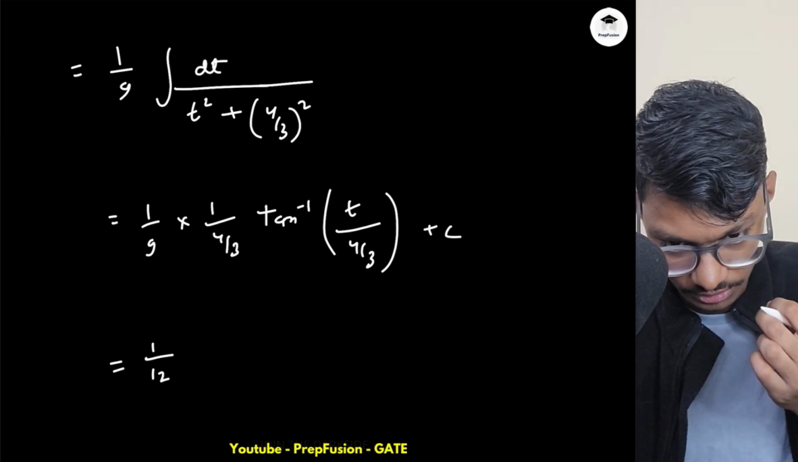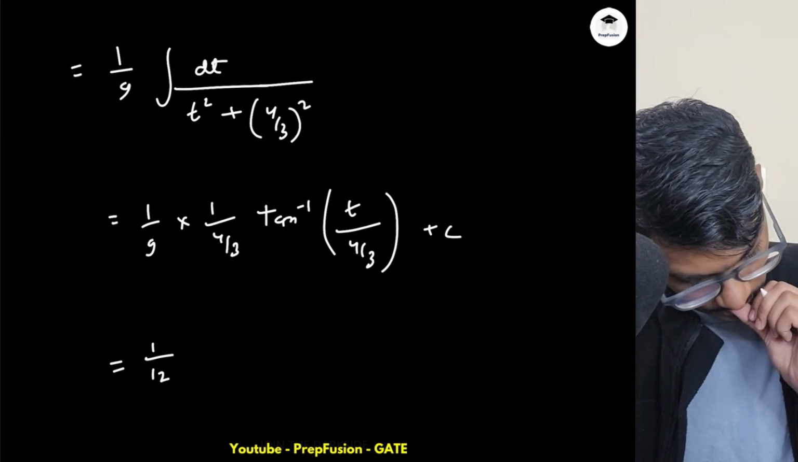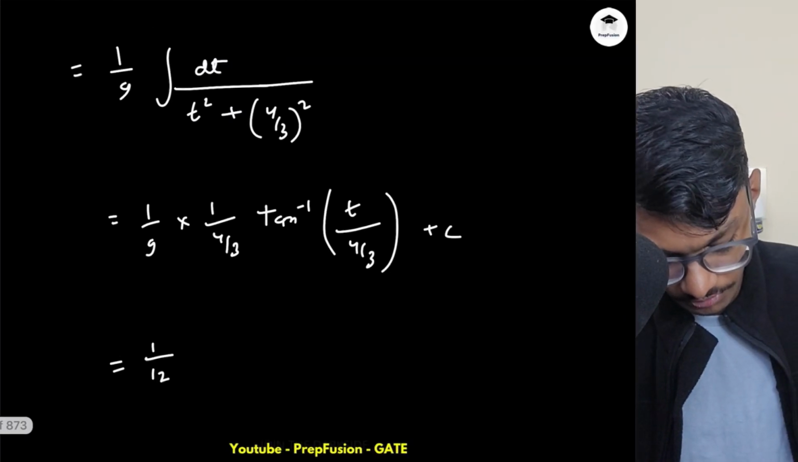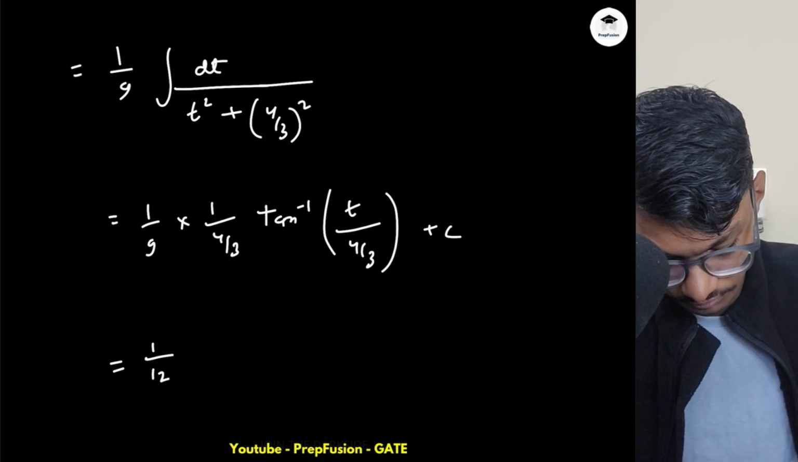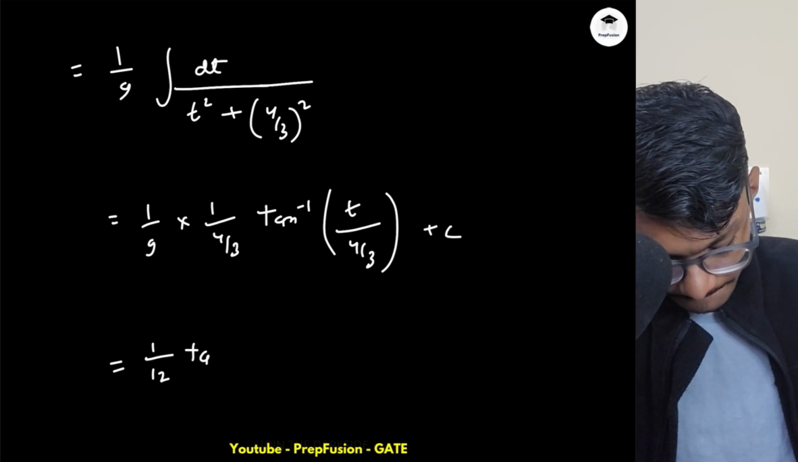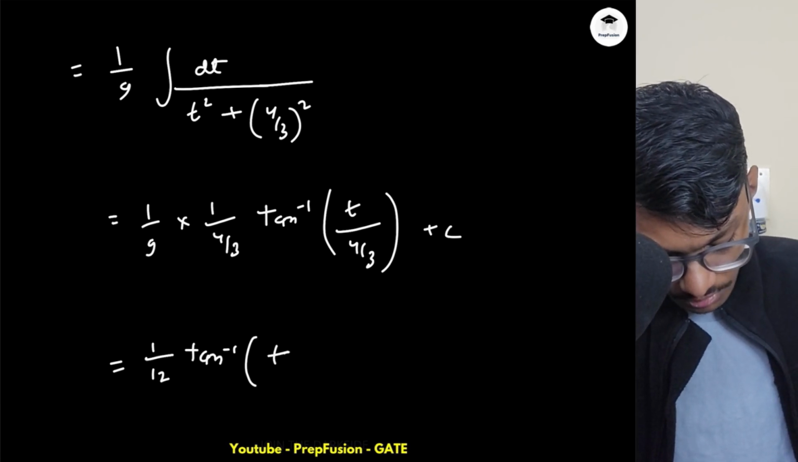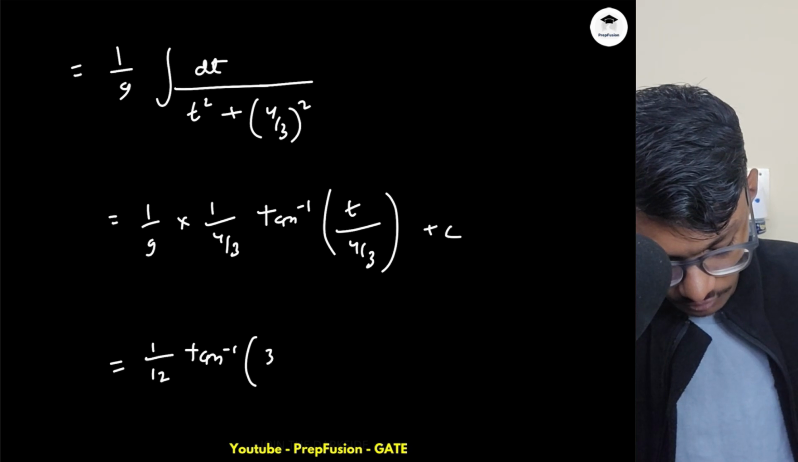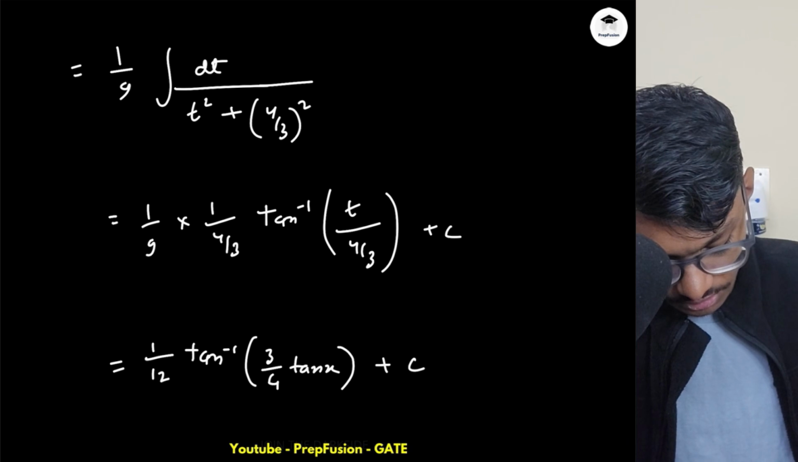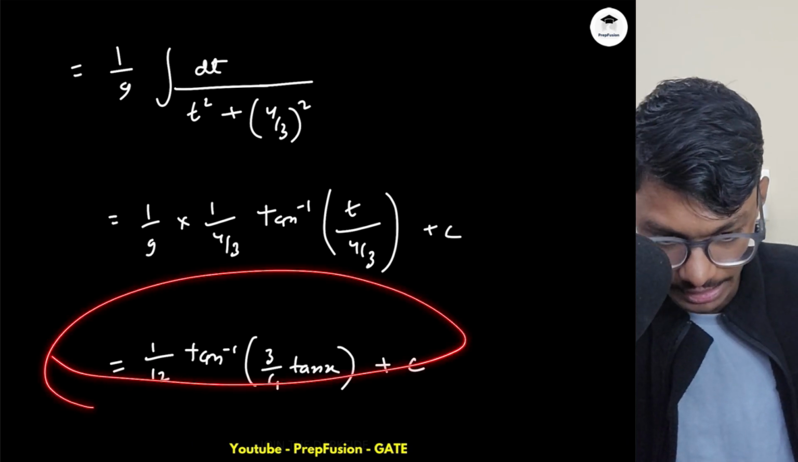So this 4 by 3 will be outside, 9 is common. Sure, 1 by 12 and tan inverse (3 by 4) into tan x plus c. So this will be my answer to this question.